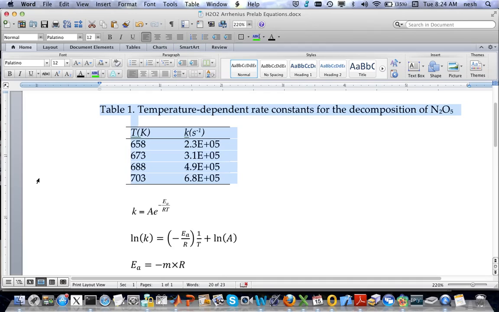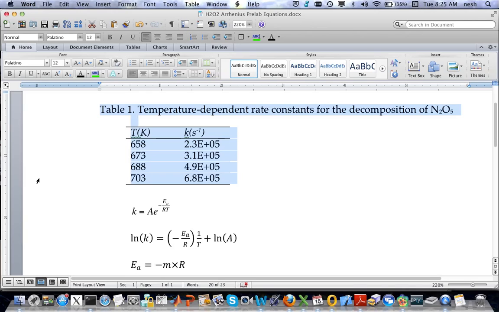Hello, I'm Stephen Neshaba, back to give you a little guidance on the pre-lab for the Arrhenius lab that we will be doing next in lab. This pre-lab is all about the Arrhenius plot and Arrhenius theory.